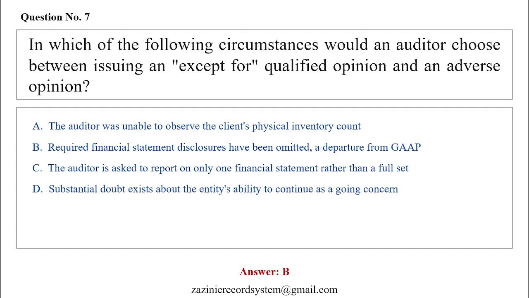Explanation. Letter B is correct because omitted required disclosures represent a departure from GAAP, and that is precisely the kind of issue where the auditor weighs whether to issue an except for qualified opinion or, if the omission is severe enough, an adverse opinion. A physical inventory scope limitation leads down a different path entirely, toward a qualified opinion or a disclaimer instead.